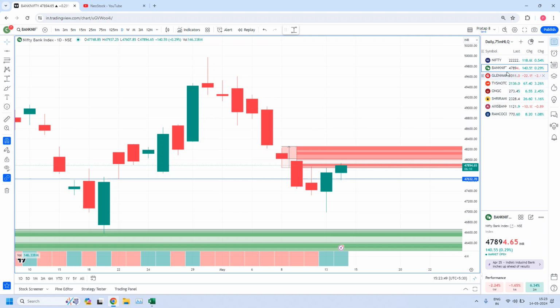And the first one is Bank Nifty. We got a couple of trades. Let us discuss those trades.